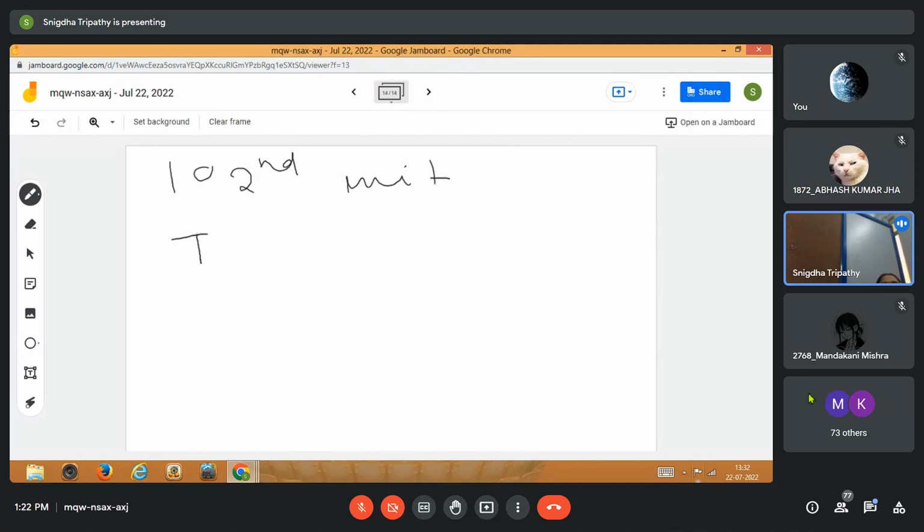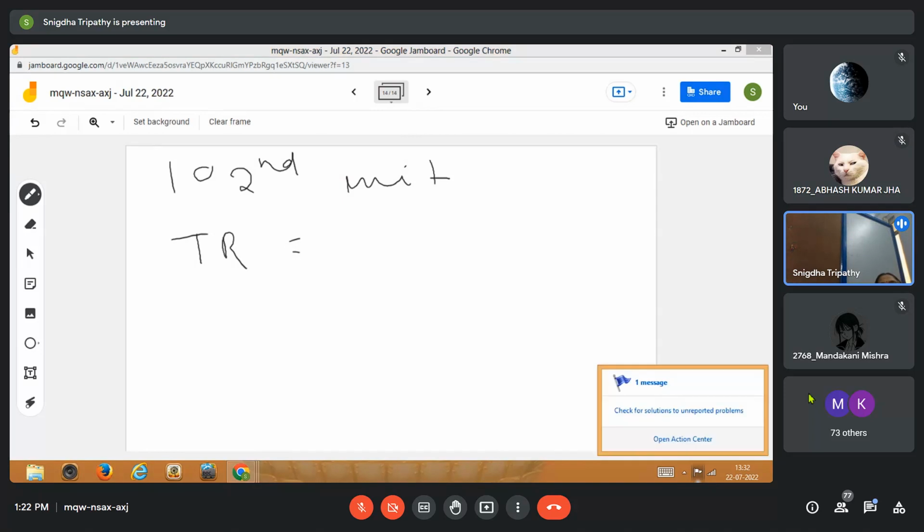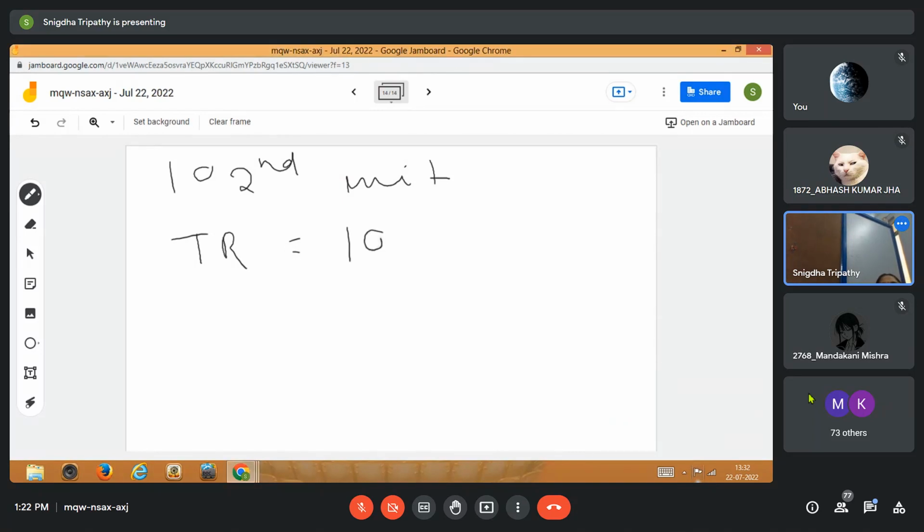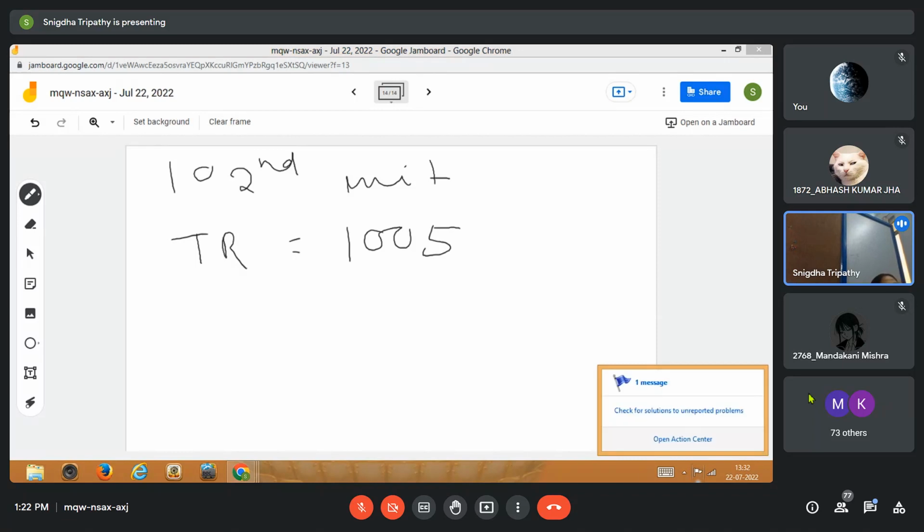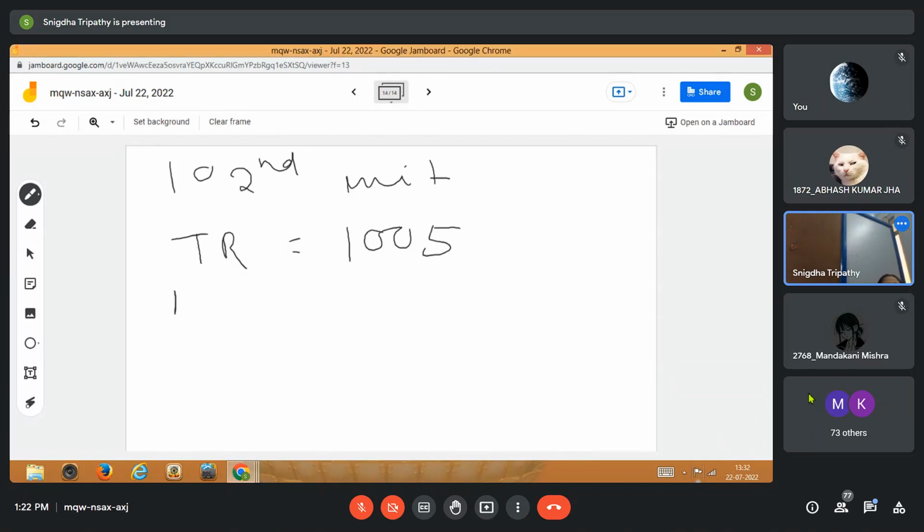Suppose the total revenue is becoming 1005. So what is my marginal revenue? Marginal revenue of 102nd unit is equal to 5 rupees at 102nd unit.